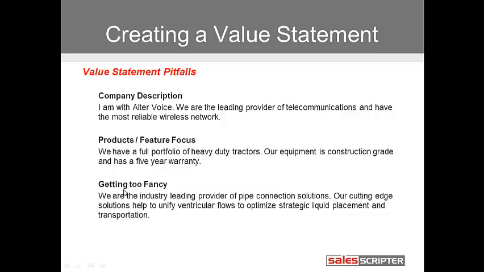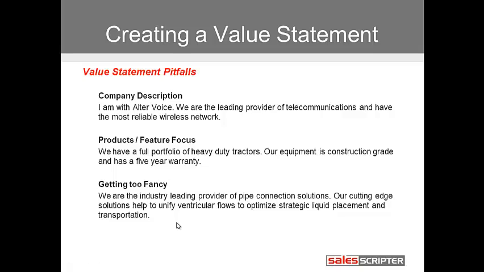Getting too fancy. This might be one that could cause you to waste time or headache. Because you often think, oh, I need a value proposition, it really needs to have some zing to it, right? So let's look at one that has some zing, but it's not necessary. We are the industry-leading provider of pipe connection solutions. Our cutting-edge solutions help to unify ventricular flows to optimize strategic liquid placement and transportation. It's just too much of a mouthful.